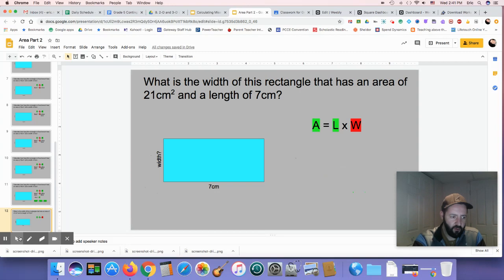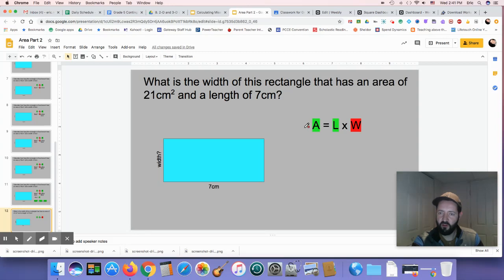Now I'm just going to walk you through one more example. I'm not going to do the fancy presentation way where I've already pre-programmed everything for you. I'm going to do it the dirty way, where I actually go through and solve the problem for you with a pen tool, okay? So this question says, what is the width of this rectangle that has an area of 21 centimeters squared and a length of 7 centimeters?